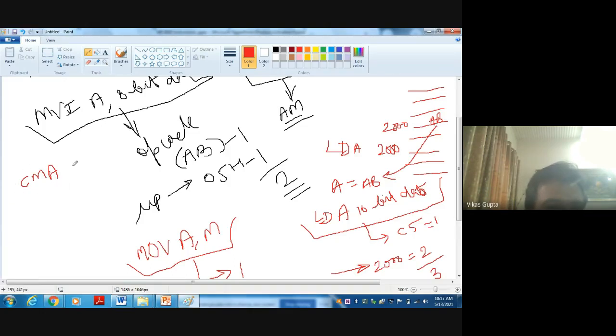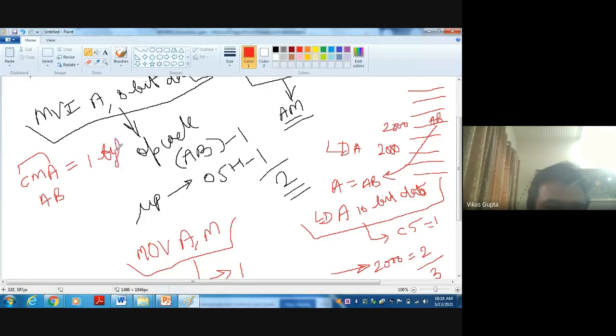Here, I need not write CMA or any data. So the data is itself contained in this opcode. This is actually the opcode and we need not mention any operand here. So whatever data you are giving here, for example, AB, it will be complemented. Fine. So this is how we are working. And remember, this is also a 1 byte instruction.